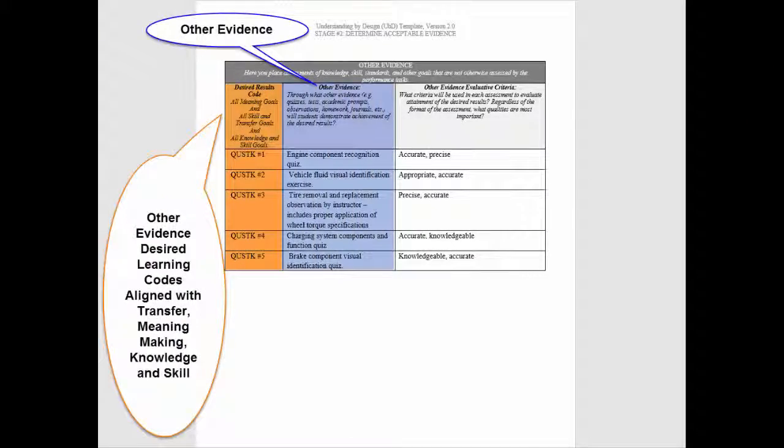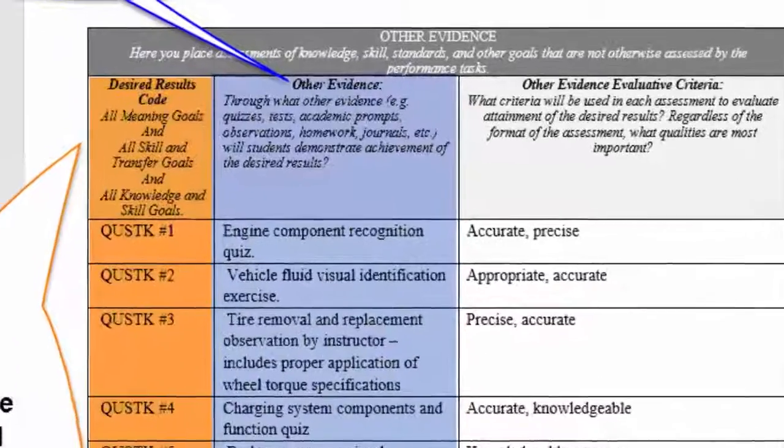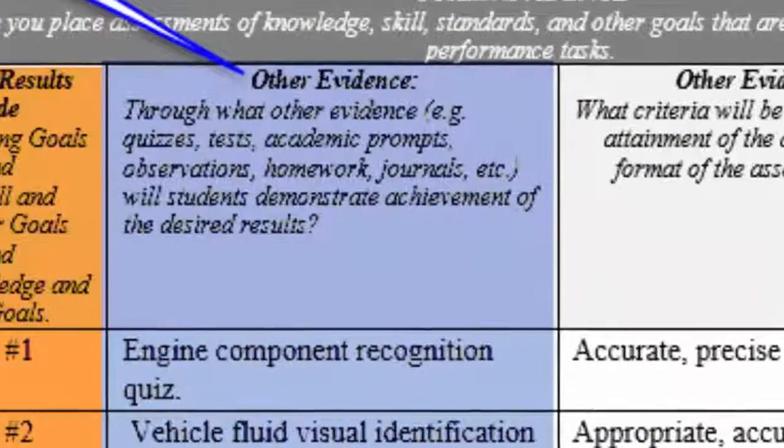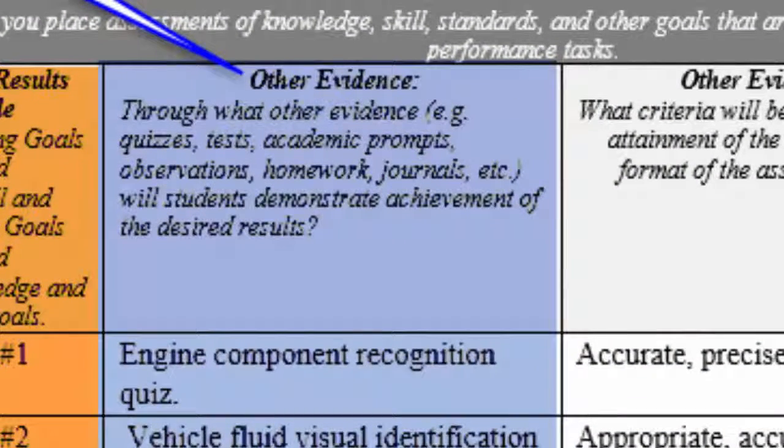Not all tasks need to be complex to support understanding. Other evidence on the template consists of less complex and familiar assessment methods such as tests, quizzes, observations, and assignments to help round out the assessment and provide evidence of desired results.